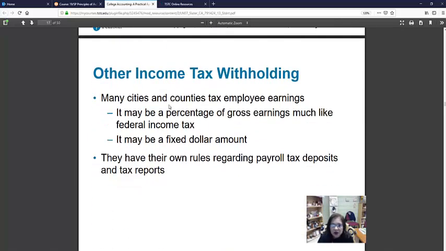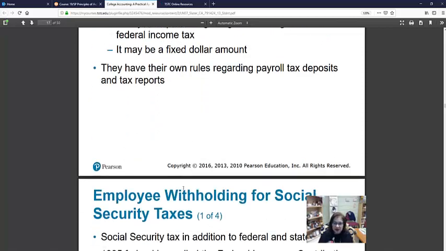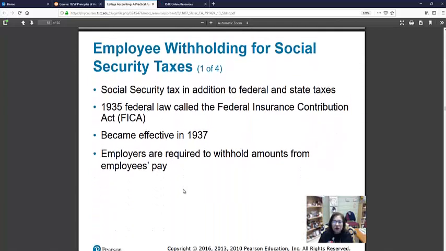Other income tax withholding: many cities and counties sometimes tax employee earnings as well, much like the federal income tax, but it may be fixed to a certain amount of money. But again, they have their own rules regarding payroll tax deposits and tax deposits as well. For Social Security taxes, in addition to any federal and state taxes, I know you're wondering, so am I bringing any money home? Yes or no? And again, it's based on how much money that you make.